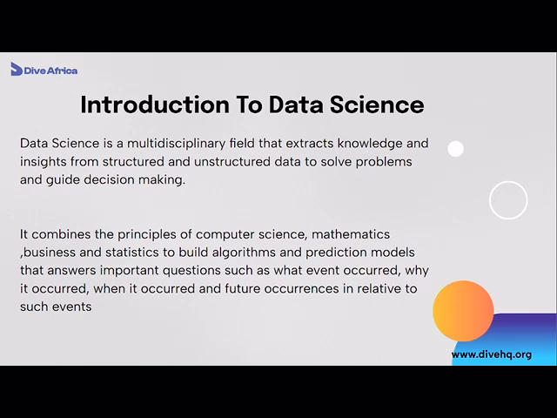Data science combines principles of computer science, that is programming languages, and some other principles that you get to find out about as you go along in the course of this bootcamp. It applies principles of programming languages, mathematics, business, and statistics. You get to use a lot of statistical formulas in your journey as a data scientist when you're building algorithms. And I know someone might want to ask, what is an algorithm?